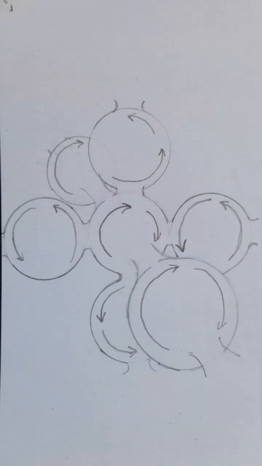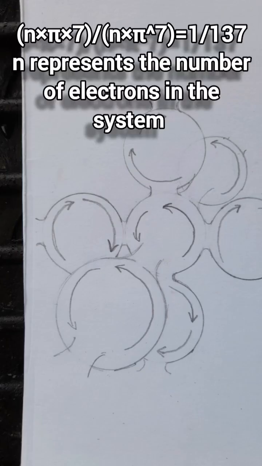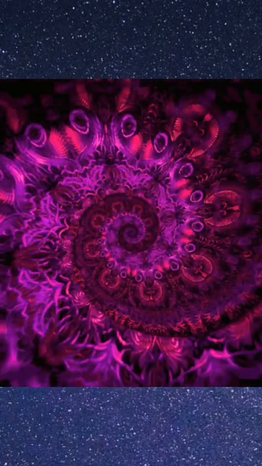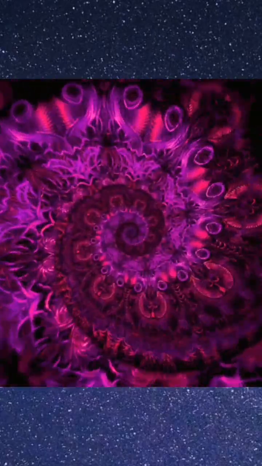Each of those harmonic oscillators exerts an opposite twist as it moves back to rest. So altogether we have n by pi by 7 nodes divided by n by pi to the power of 7, because the rotation of each one multiplies the rotation of all the others. The next instance of 137 reveals why an electron has angular momentum.